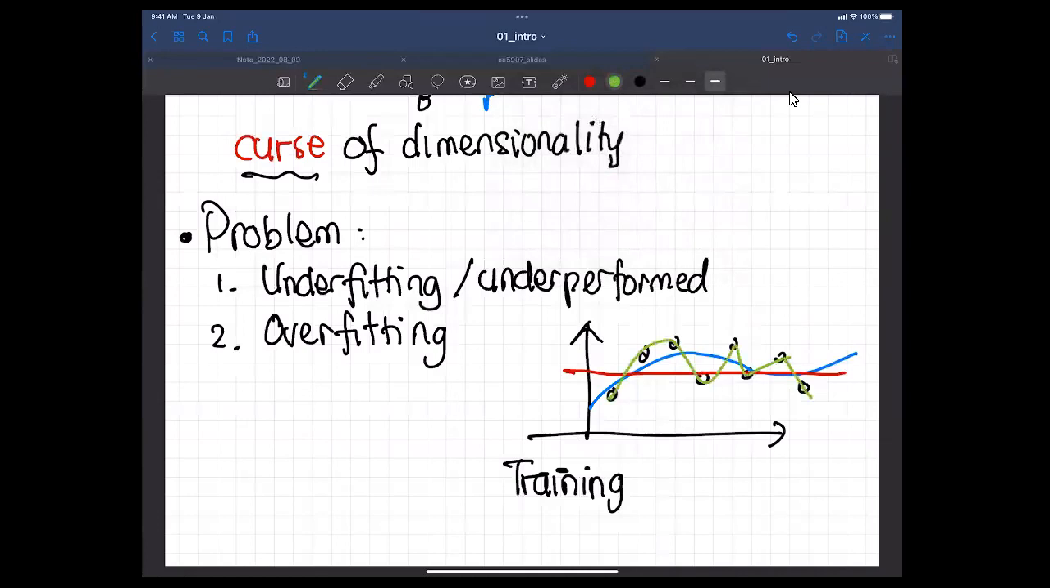Now, which one is the best one from these three? The blue, the green, or the red? The blue. Why is that? Why not the green? Why is overfitting not good? Exactly. The idea of overfitting is that it's very good in the training, very, very perfect in the training, like the green one. But it performs badly in the testing stage. So that is the problem of overfitting.